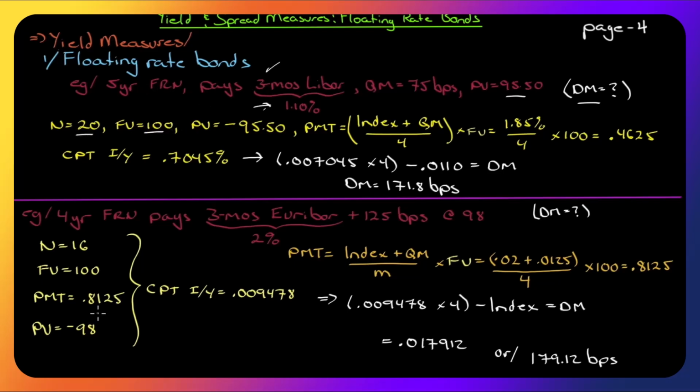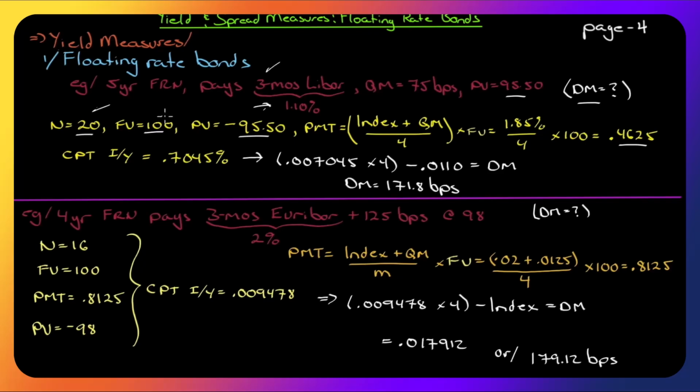My future value is always 100. My present value is 95.50 or negative 95.50. My payment, this is the only work I really have to do. It's index plus the quoted margin over 4. Why am I dividing it by 4? Because it's 3-month LIBOR. It's quarterly, right? Multiplied by the future value. So my index is 1.1 plus 75 basis points. So my index plus the quoted margin is 1.85 divided by 4 times 100 is 0.4625.